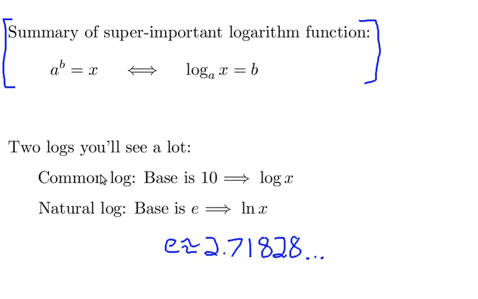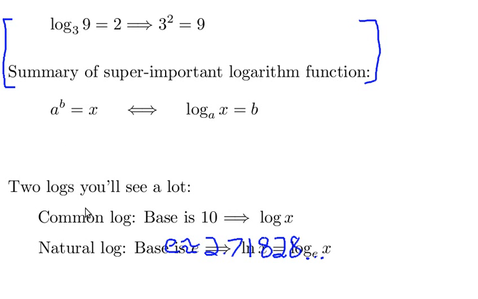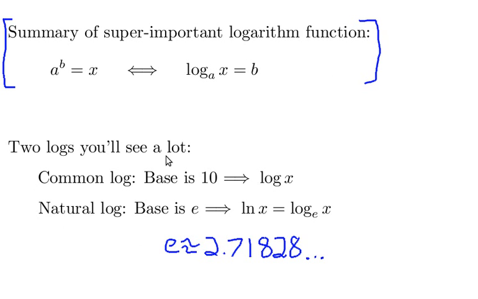So the common log will have base 10, and if you see log with nothing attached to it, no base on it, then that means base 10. And if you see ln, that means natural log. So I'll go ahead and write that out as natural log of x equals log base e of x. You're almost never going to see it written this way. I think there are actually a few examples in the homework that are like this, but overall, this is the way you'll see it, and there's probably something in your calculator that says this.